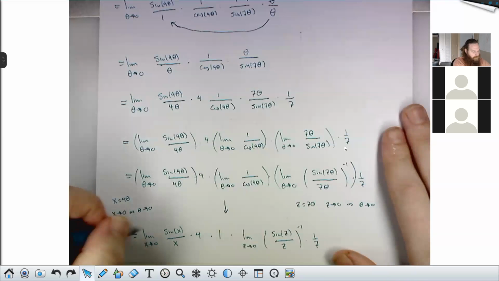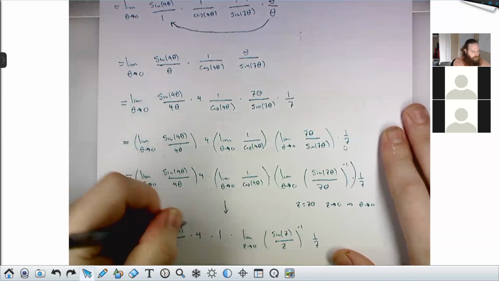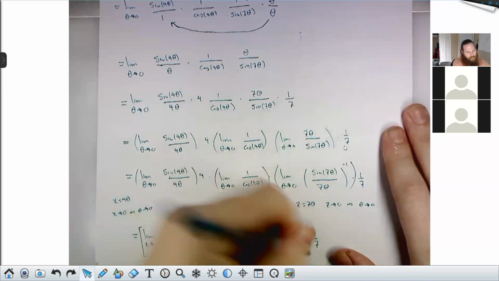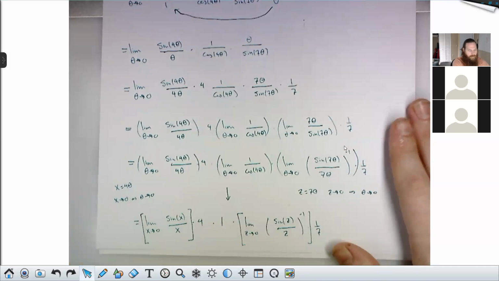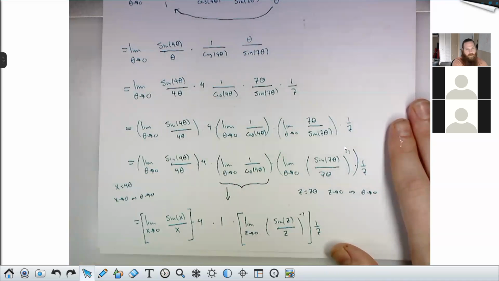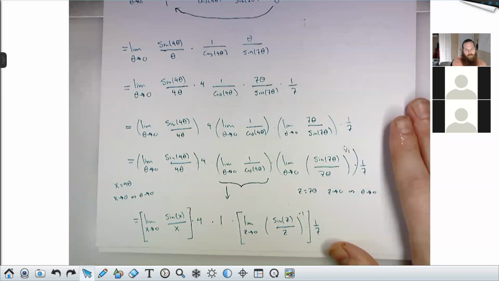So I've got this special trig limit here and this special trig limit here. And this one is just 1, because 1 over the cosine of 0 is 1.